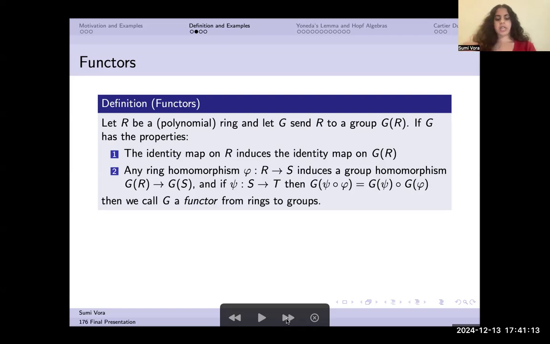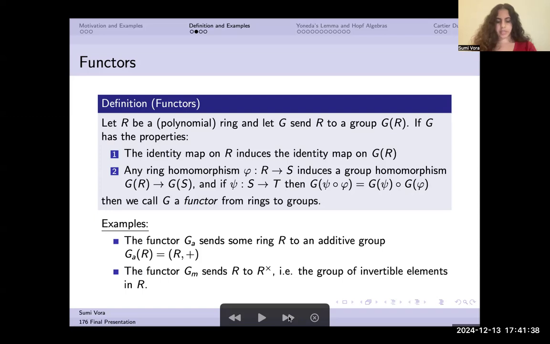So, i.e., if you have a homomorphism between two rings, R and S, then this is going to just induce a group homomorphism between GR and GS. And also, if you compose these operations, it's just going to play nicely with G, as you can see here. And if those things are true, we can call G a functor from rings to groups.